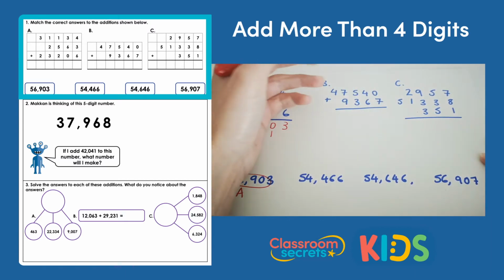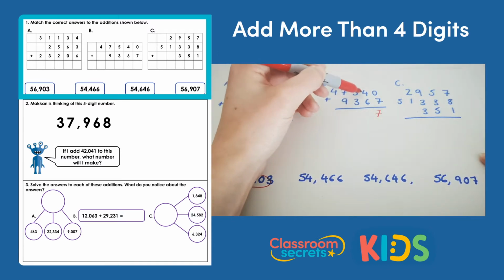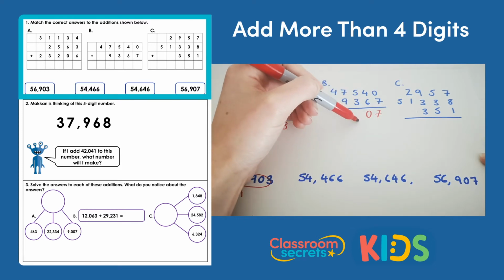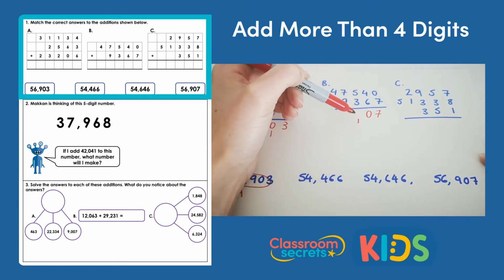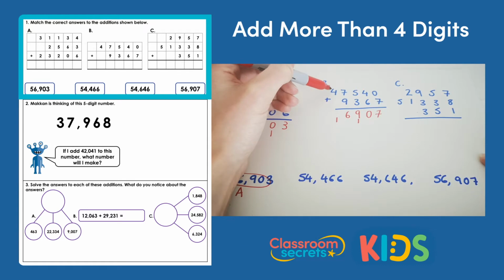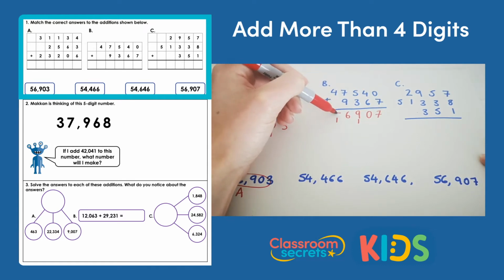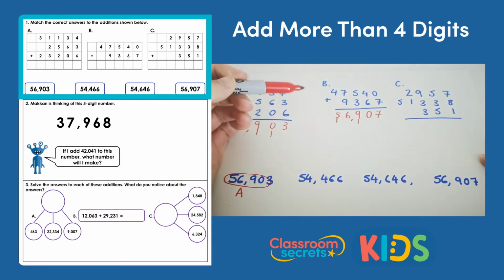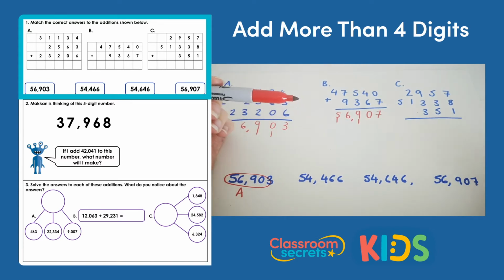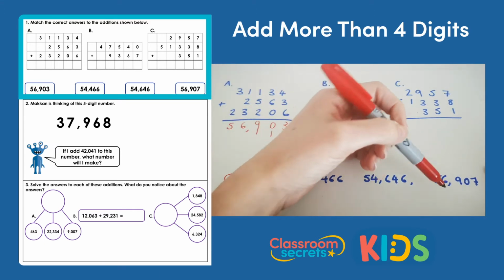0 add 7 is 7. 4 add 6 is 10. So we write down the ones and exchange 10 tens for 100. 5 add 3 is 8. Add 1 more is 9. 7 add 9 gives us 16. And then 4 add the 1 gives us 5. So the answer to that calculation is 56,907. And again, we can check to see if it's one of the options available. And it is.